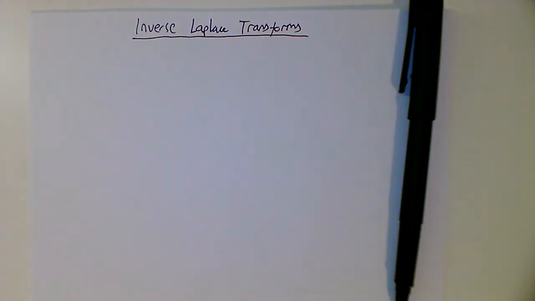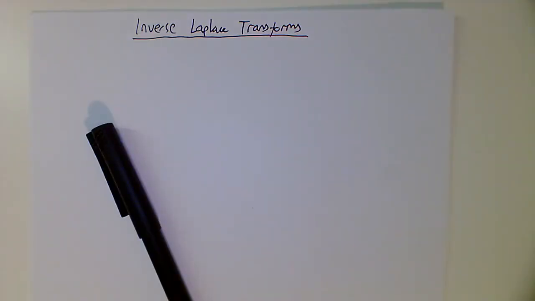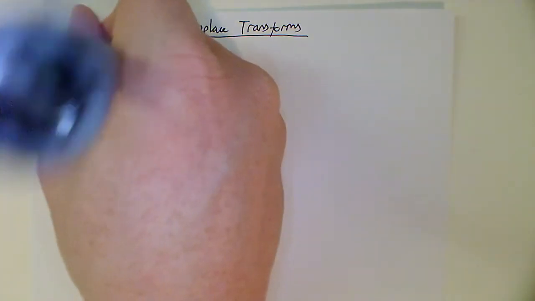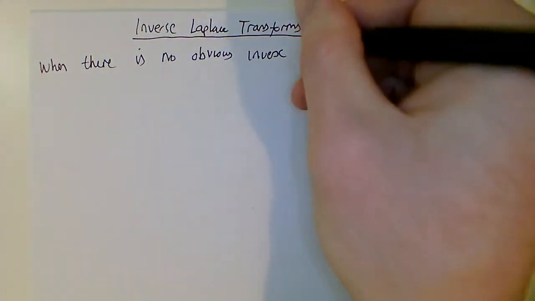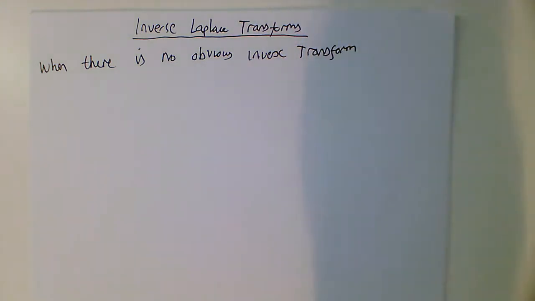Okay, so inverse Laplace transforms. There's no obvious inverse transform, i.e. you can't just look at the table and see, oh, that looks like that, so that's obviously the inverse transform, right?